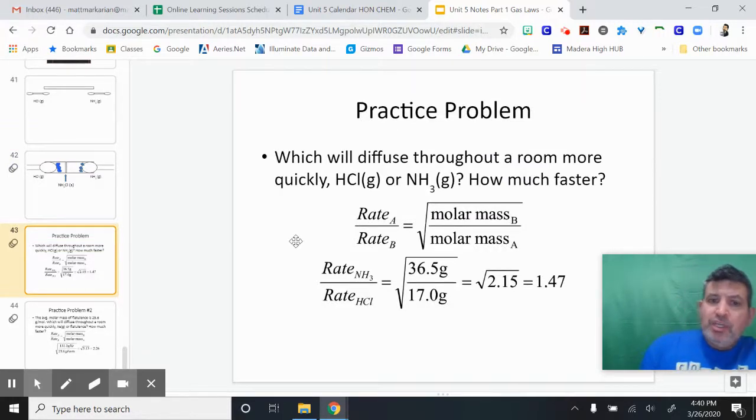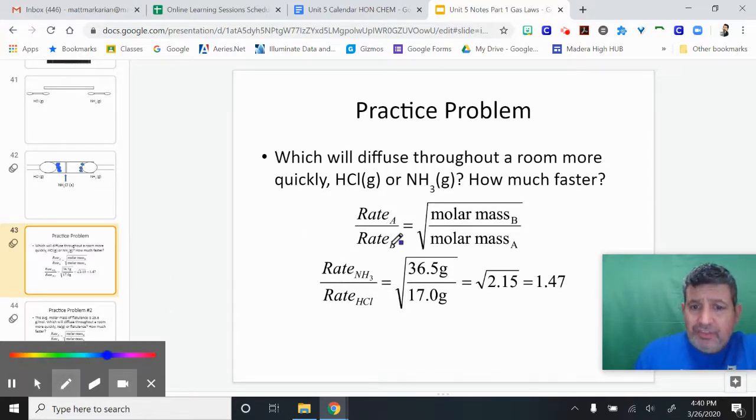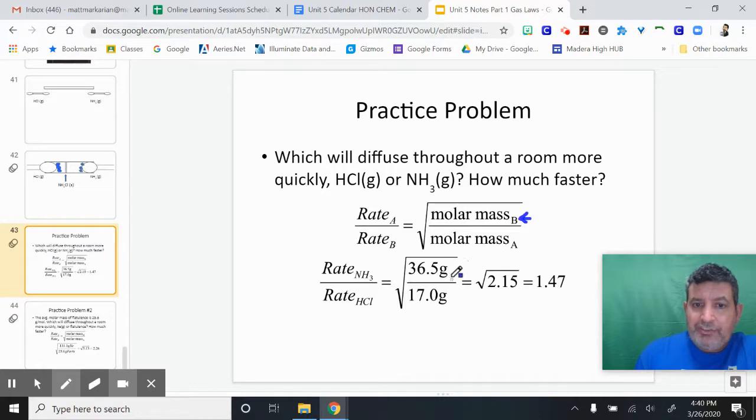Okay, so then we bring it to the math and Graham's law equation. We have the two gases that are in the demo. The heavier of the two goes on the top, and that's going to be the molar mass of the HCl, the 36.5. The ammonia is on the bottom, and all you have to do is divide the two. You're going to get 2.15, but then you have to take the square root, and that's going to give you 1.47.